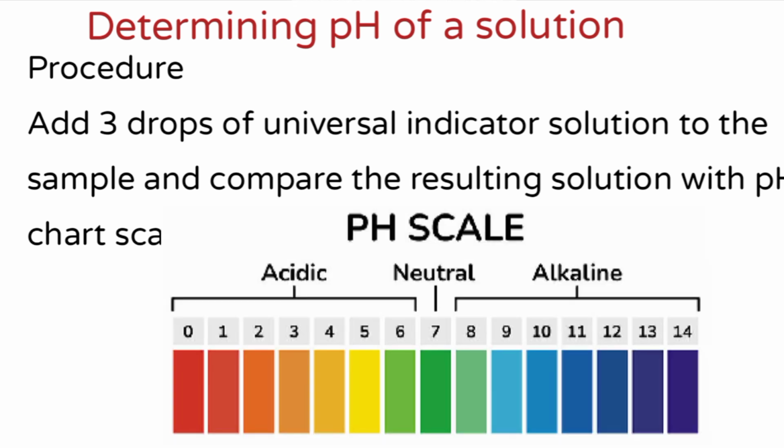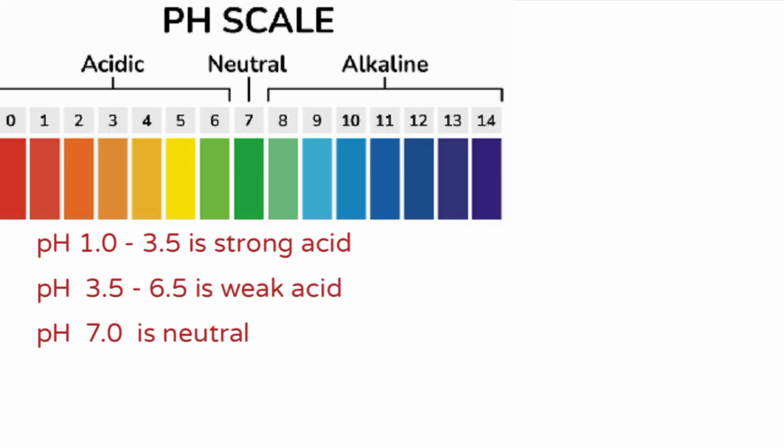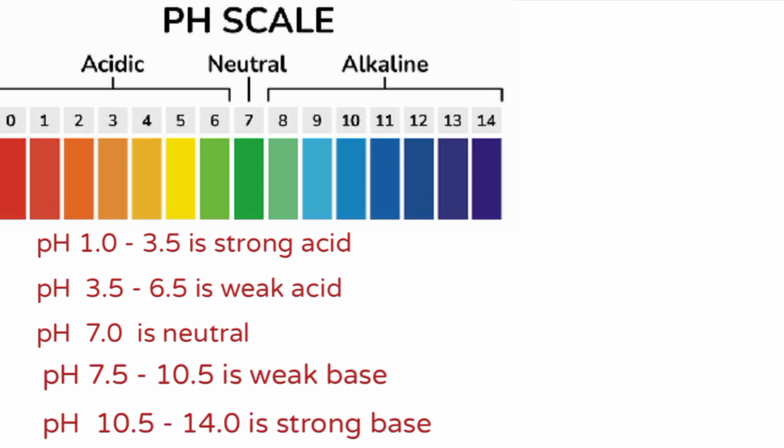This is how a pH scale looks like. You need to know that pH 1.0 to 3.5 is a strong acid. 3.5 to 6.5 is a weak acid. pH 7.0 is neutral. 7.5 to 10.5 is a weak base. 10.5 to 14.0 is a strong base. NB, acidic rain is a weak acid which has a pH value of 6.5.